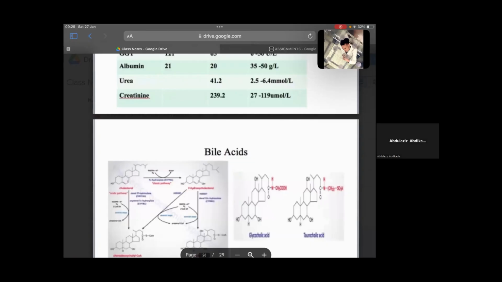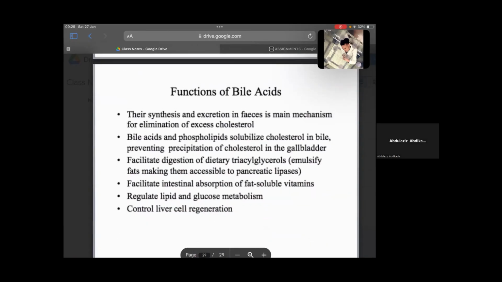So we go to the functions of the bile acids. Here, just know the bile acids play around with cholesterol, lipids, phospholipids, the fat-soluble vitamins, and the fatty things that deal with our diet.